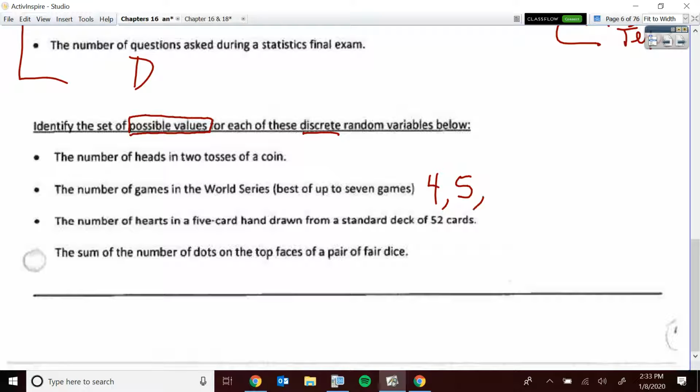It also could have to go to 6 games. But what's the most amount of games that would be played to reach that 4 wins? 7. The last World Series, anybody know?